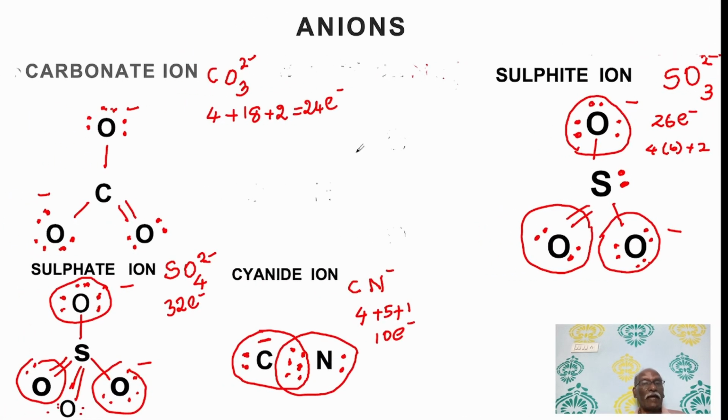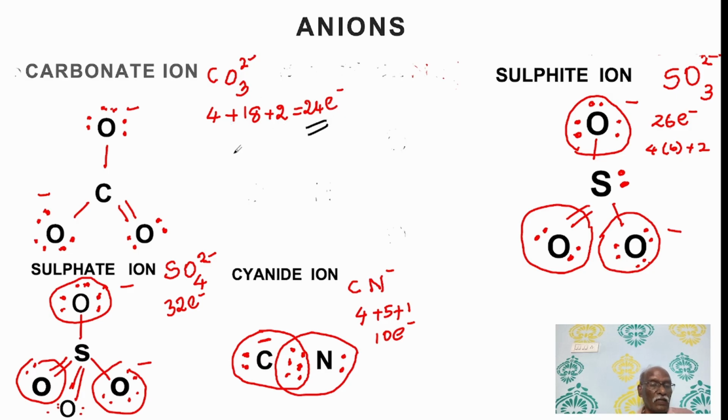Next, anions. We have been seeing only molecules. This time negative ions we are going to discuss here. Carbonate, CO3 2 minus anion. Carbon 4 electrons, oxygen 3 into 6, 18 electrons, 2 minus charge, 2 electrons. Altogether 24 electrons are there.